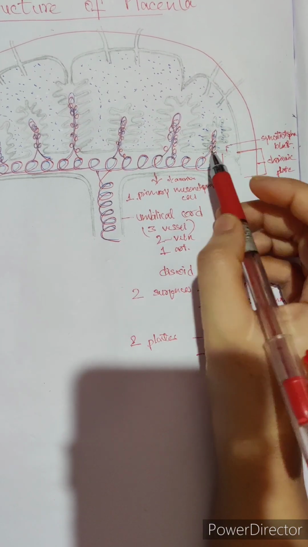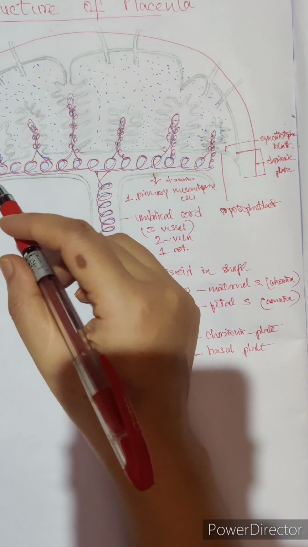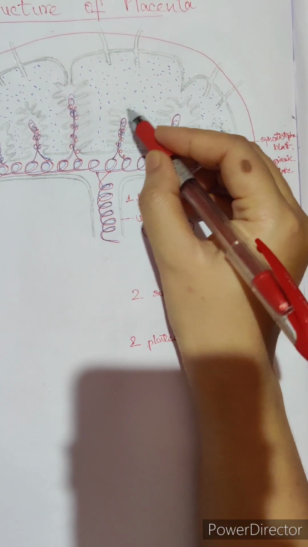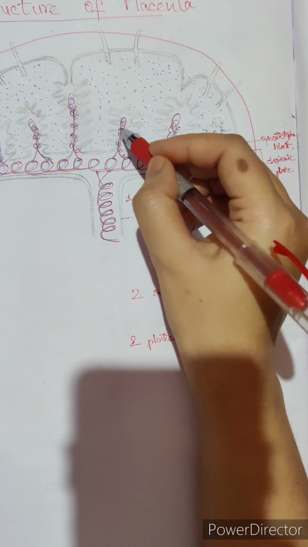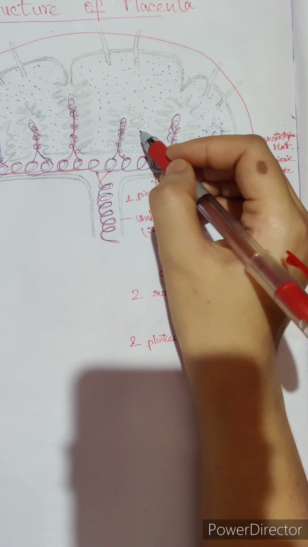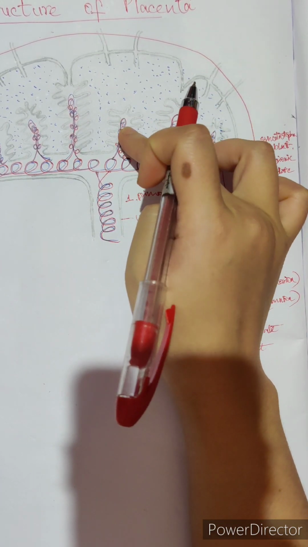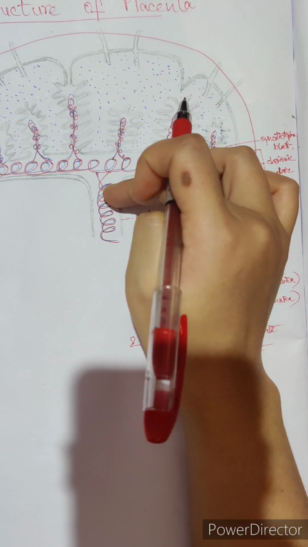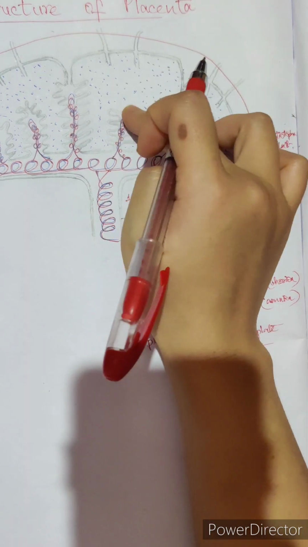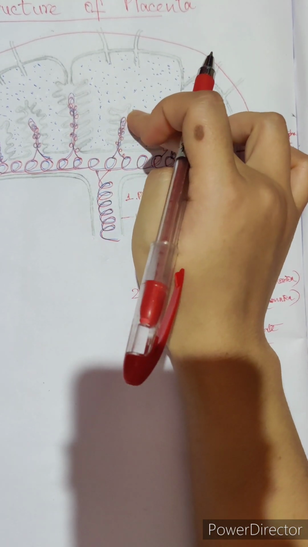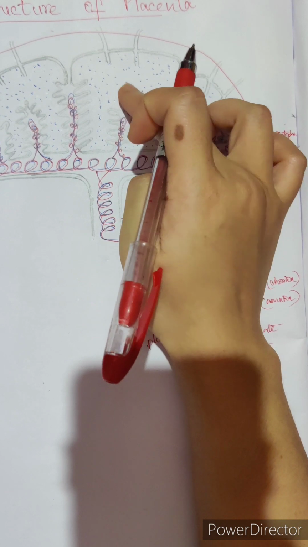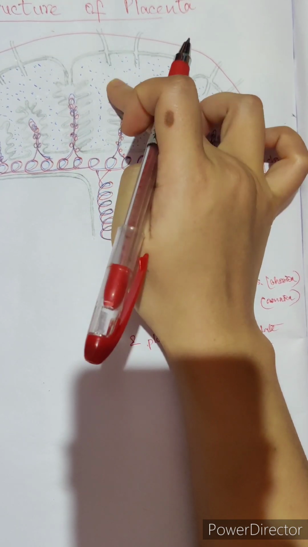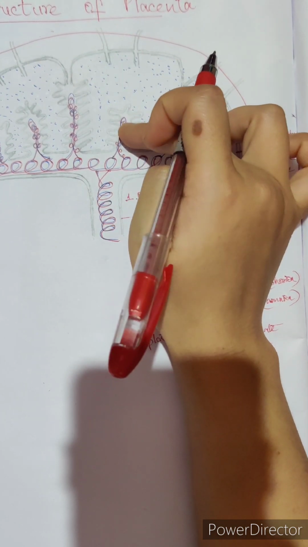Here, from the umbilical arteries rise these, which are the villi. Okay, these are the villi. So this is where the fetal blood comes up to here inside the villus. Here the exchange of materials takes place between the fetal blood and the maternal blood.